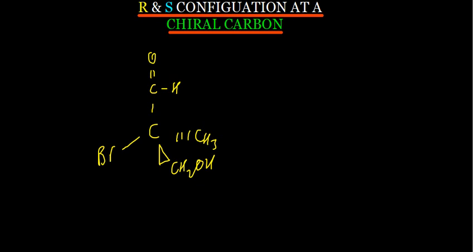What is going to be the configuration of this one? Position number one is going to be this one, followed by this one, and this one. The fourth group is going to be here. So the configuration, let me remove the fourth group, is going to be like this. What is this configuration? This is the R configuration, and that is how you get to determine the R and S configuration.